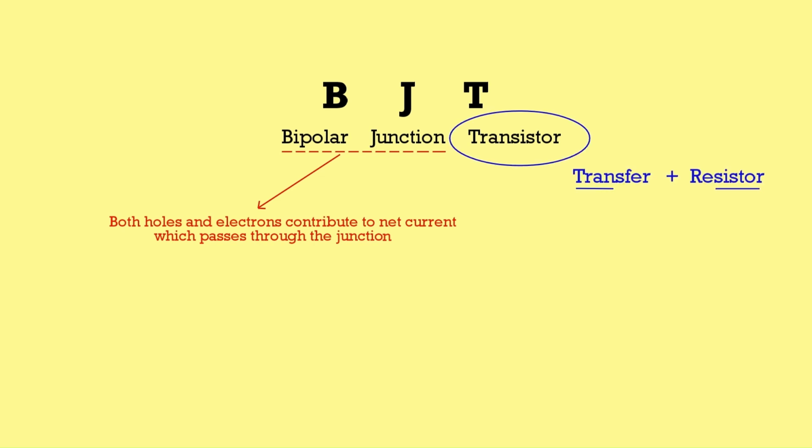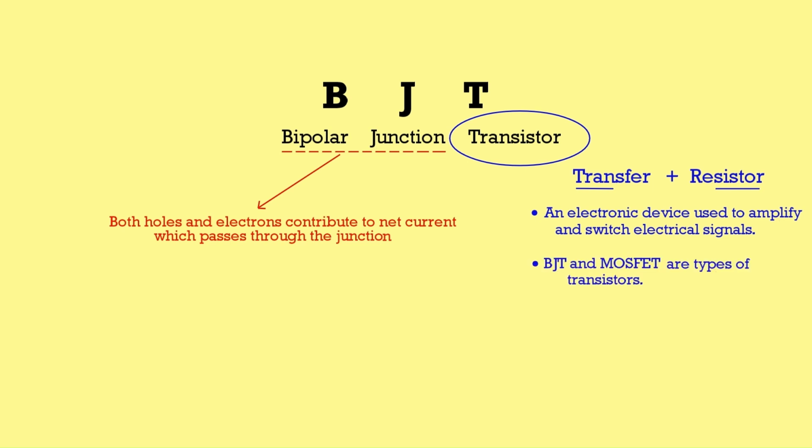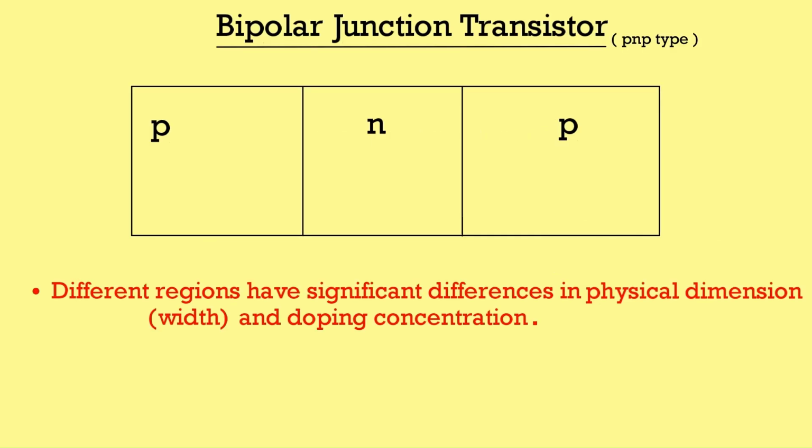The word transistor comes from two words, transfer plus resistor. A transistor is an electronic device used to amplify or switch electrical signals. For a transistor to operate, the minimum number of terminals required is 3. A BJT is a type of transistor, very similar to the way a PN junction is a type of diode. As I already told, we have 3 layers of alternately doped P and N regions.